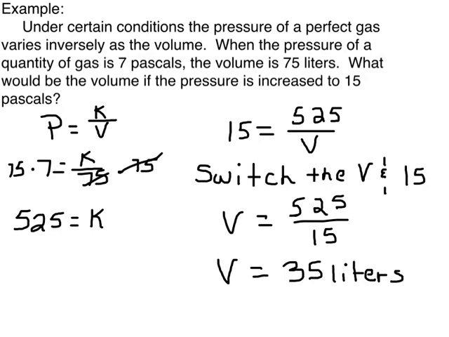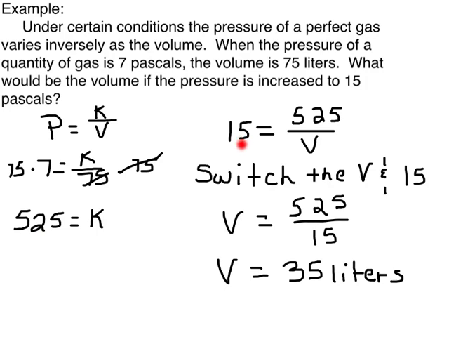Alright, well, we're going to set it up like this. Pressure equals K over V. And we know that the pressure is 7 and the volume is 75 liters. We need to find out what K is. Well, we would simply multiply by 75 on both sides, and find that K in this problem is 525.